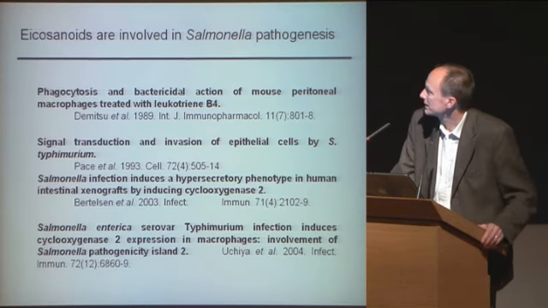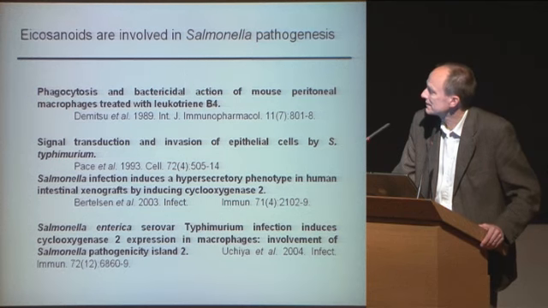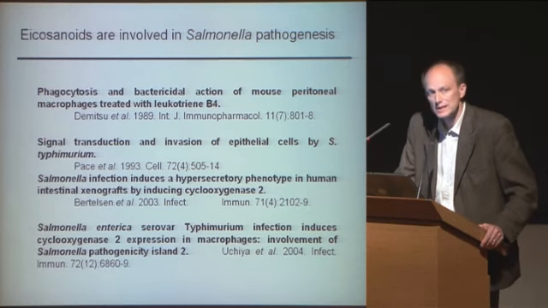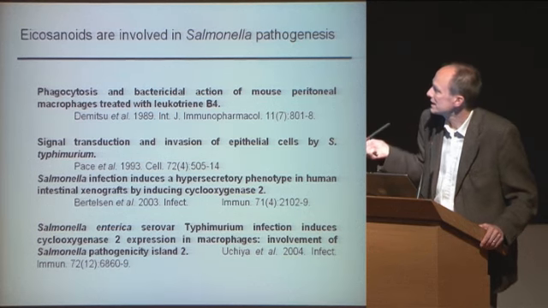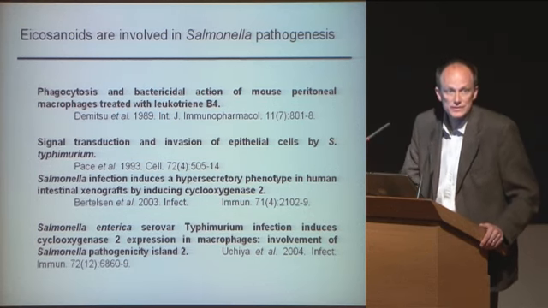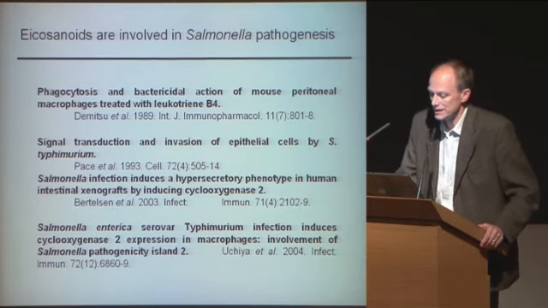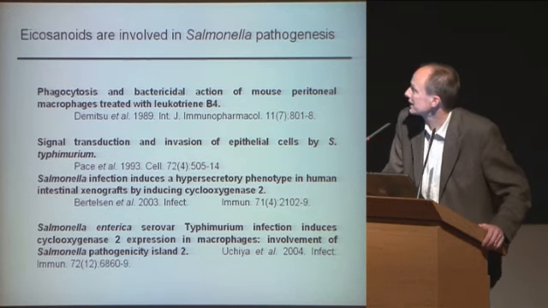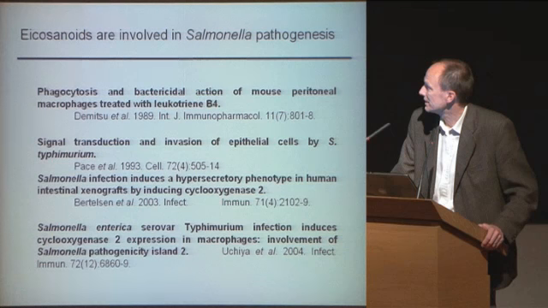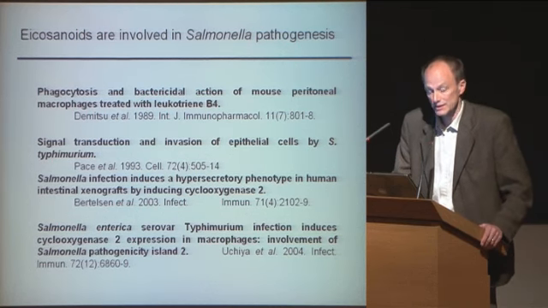Another one we dealt with are the eicosanoids, and we found changes in those things. And the nice thing about this is that there are hints in the literature that these things are involved in salmonella disease, and you can see some of the papers over the years that indicate that these eicosanoids and arachidonic acids, et cetera, are involved in the whole salmonella infection.